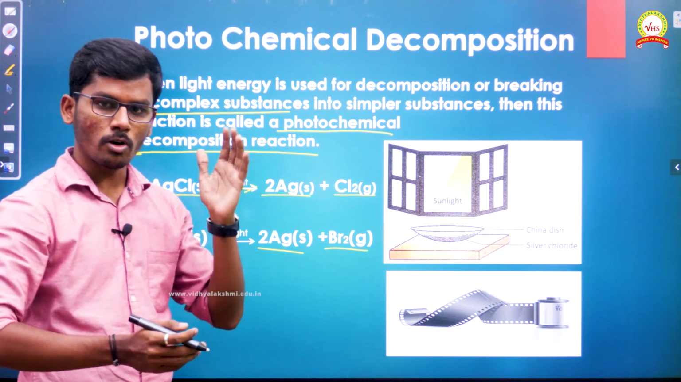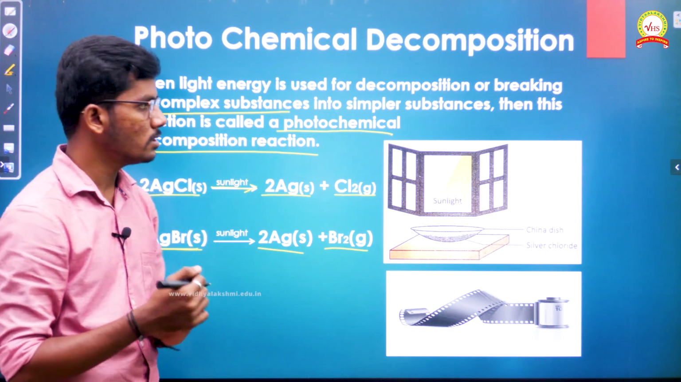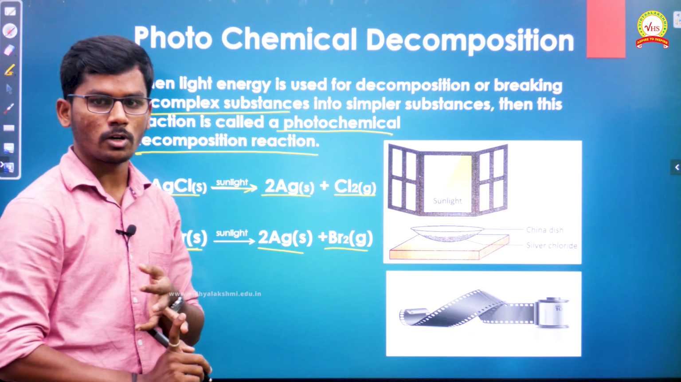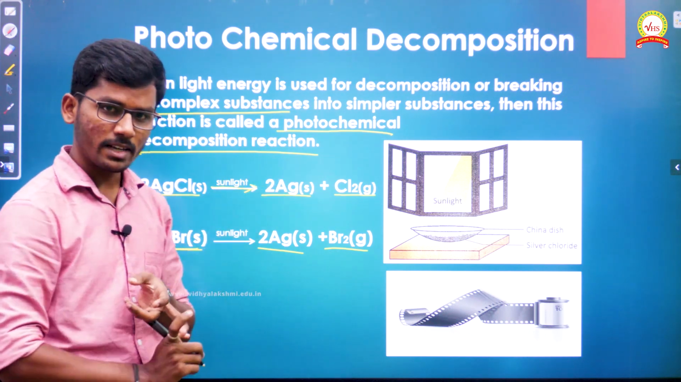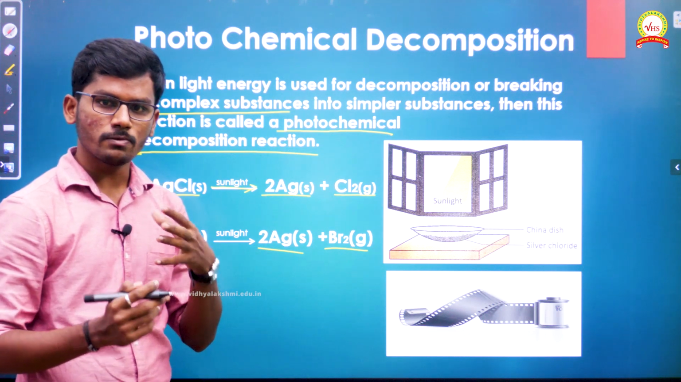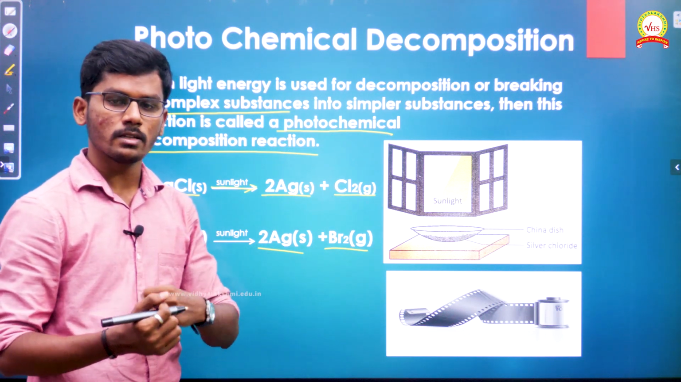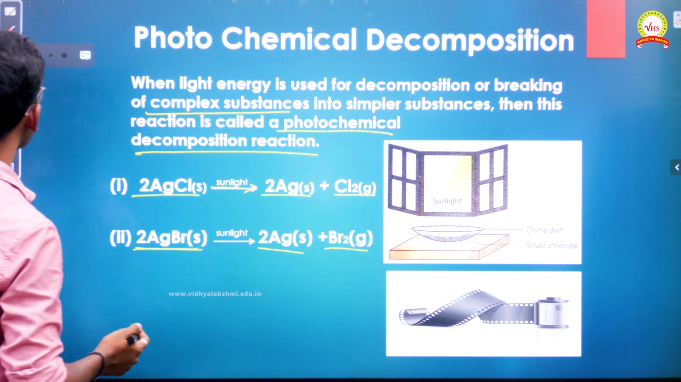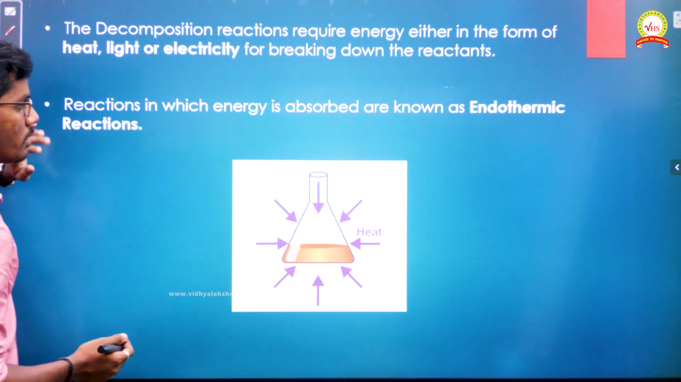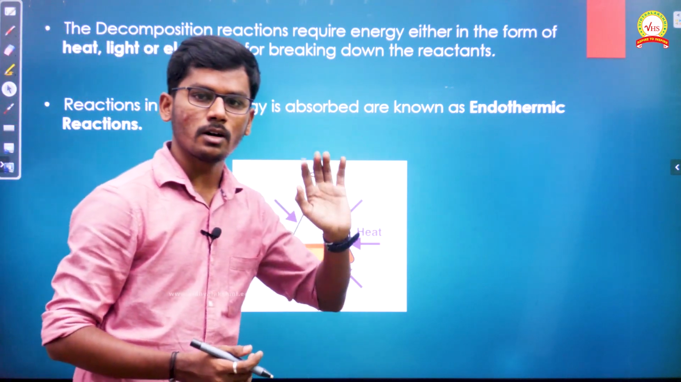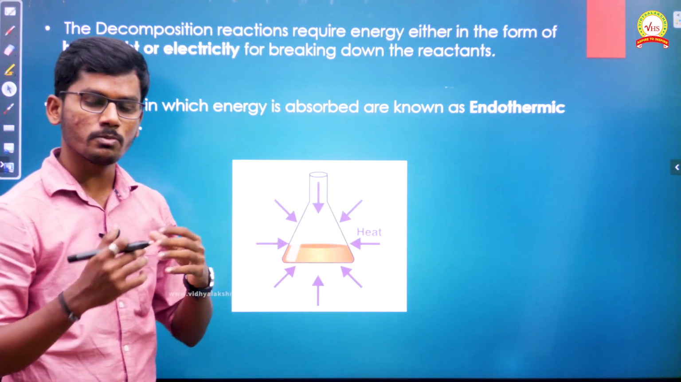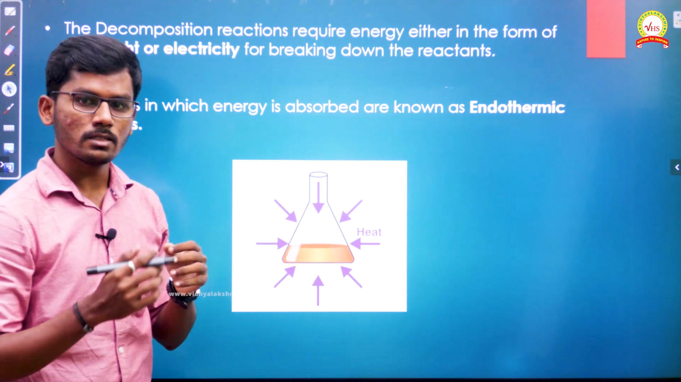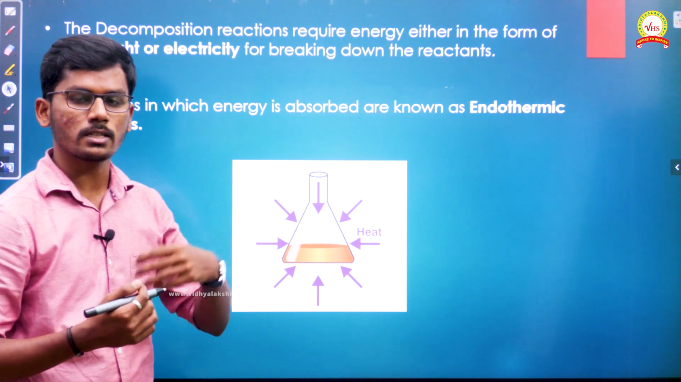So if you have observed in all the three types of decomposition reactions, either heat energy is absorbed, or either electric current is absorbed, or either light energy is absorbed. So the reactions where energy is being absorbed and then it is carried out, those kind of reactions we call it as endothermic reactions. In the previous case, combination reactions, we came to know that energy is being released. But in case of decomposition reaction, the energy is being absorbed, only then the reaction can proceed.